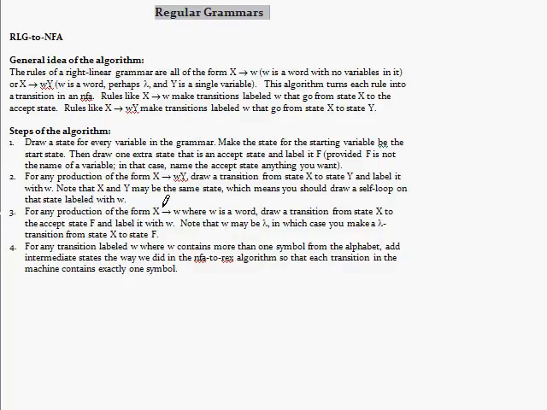If you have a rule that is just a word on the right-hand side, then you draw a transition from X to that accept state, that single accept state that you made, and you label it with that W. That could be lambda, by the way, this word. I'm just using W for a variable. W is not a character in our alphabet. W is a variable that holds a string made out of the letters from our alphabet.